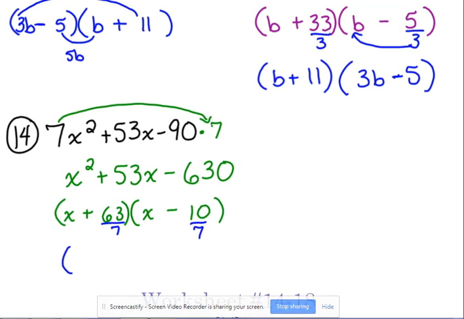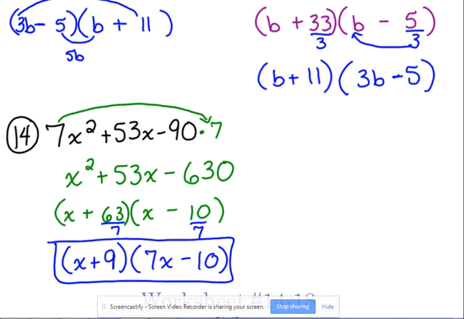63 is evenly divisible by 7. 63 divided by 7 is 9. 10 is not divisible by 7, and 10 over 7 is fully reduced. So then we slide that, 7x minus 10, and that is our answer, and we can check it.